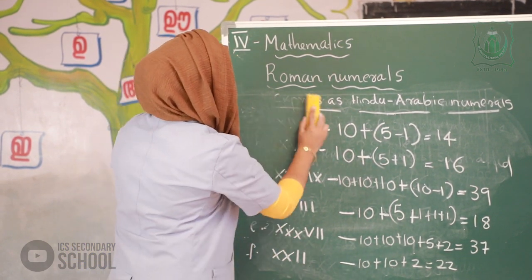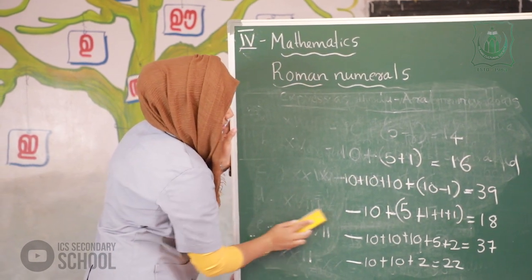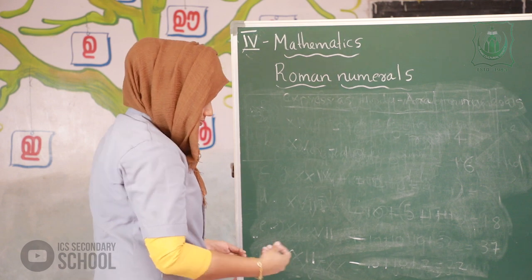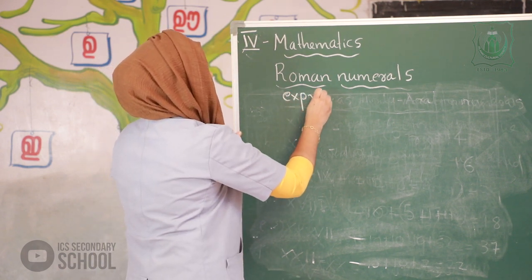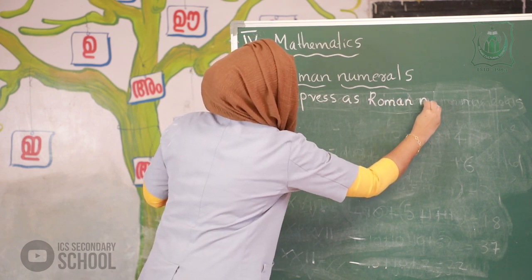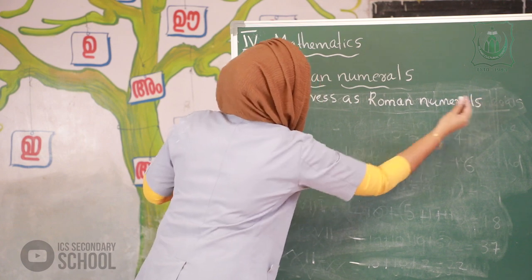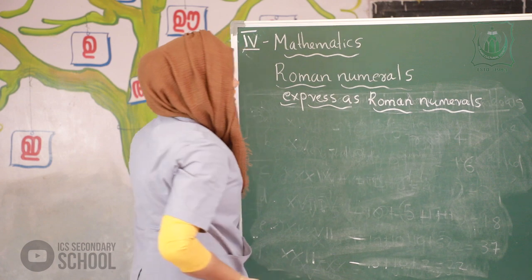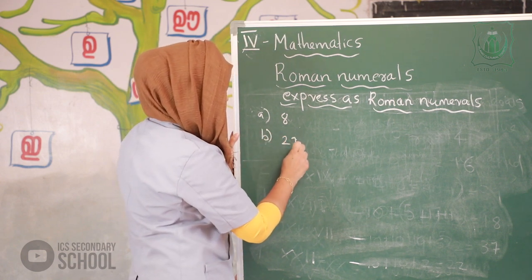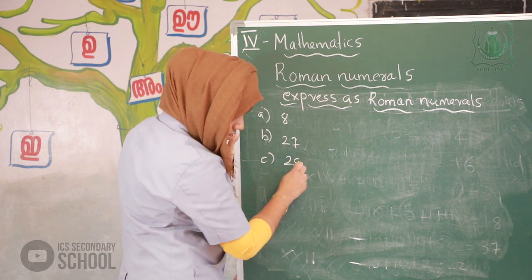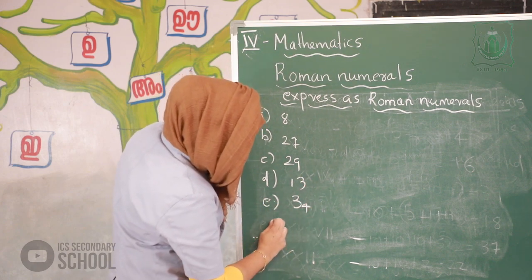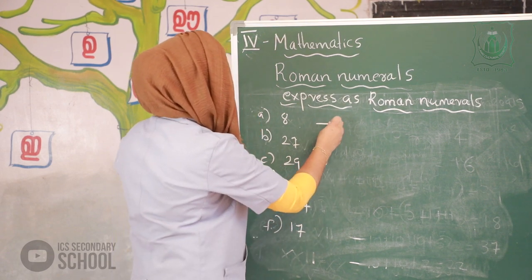So, the last session: in the same way, the Hindu Arabic numerals are given and we write the Roman numerals. Express as Roman numerals. The examples are 8, 27, 29, 13, 34, 17. Okay, the first one is 8.